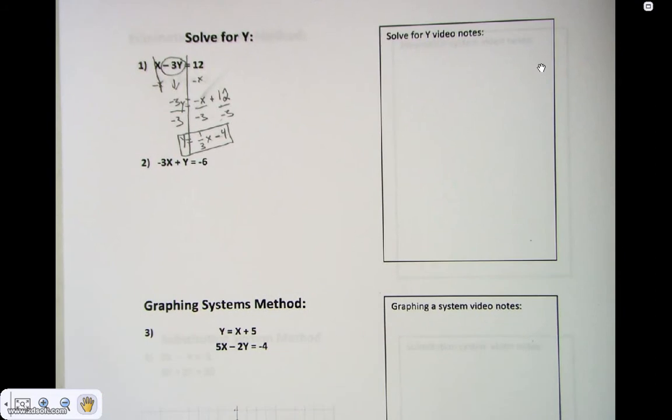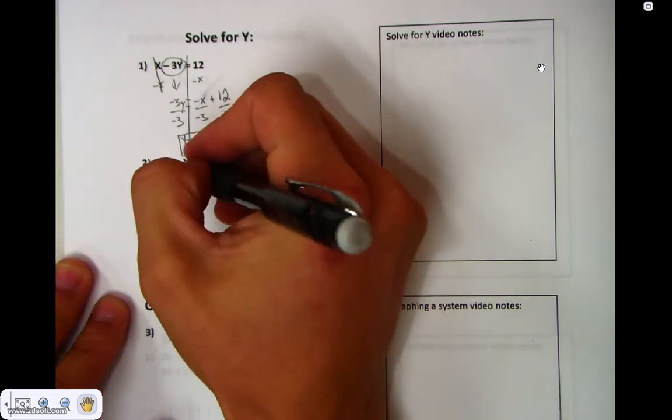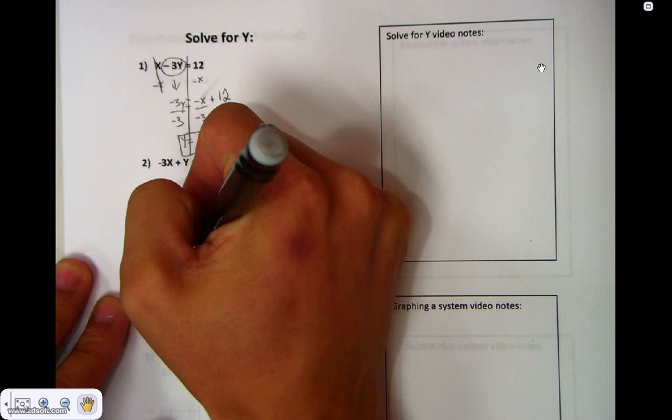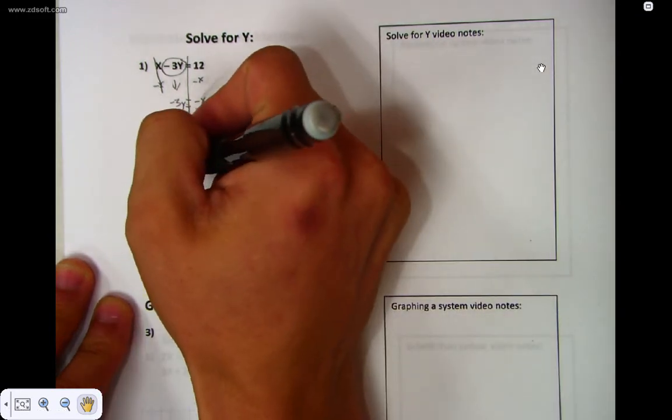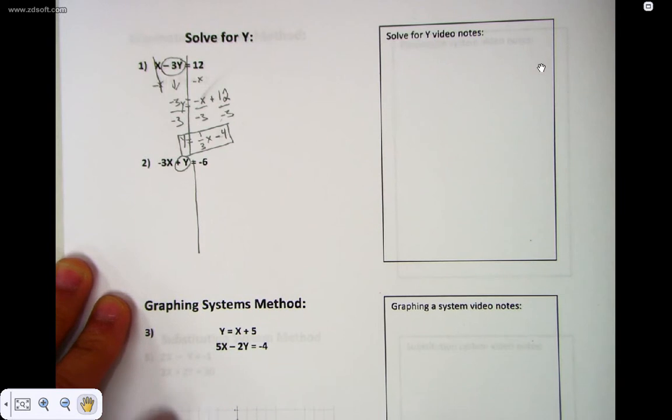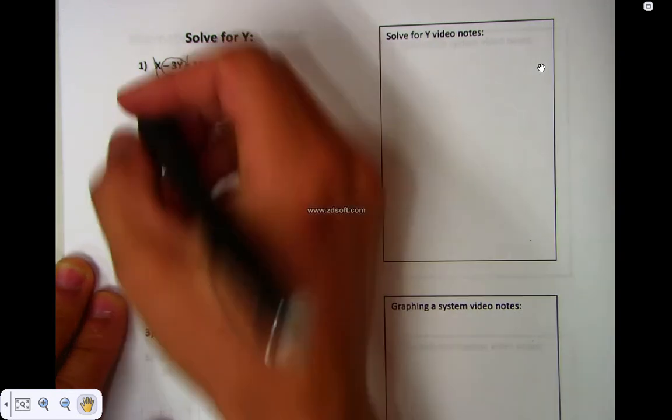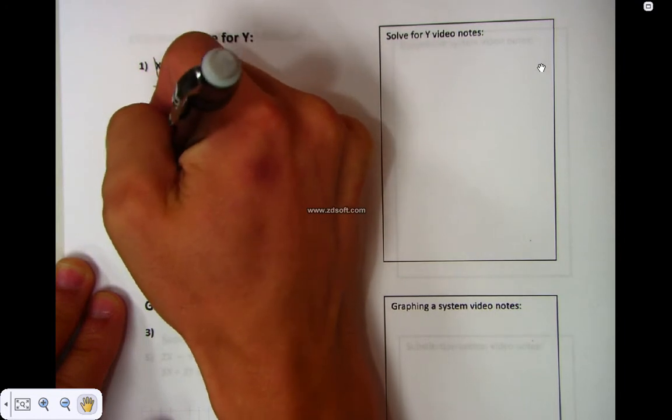Now going on to the next one. First thing I want to do, again, a line for organizational purposes, just to keep it organized. I want to circle anything that has to do with that y. This is a positive y, so I'm going to circle that positive. It tells me what kind of y it is. It's a positive y. Then I want to get rid of anything else that's on that side. I want to move it to the other side. So I have a negative 3x. So I'm going to start by adding 3x.